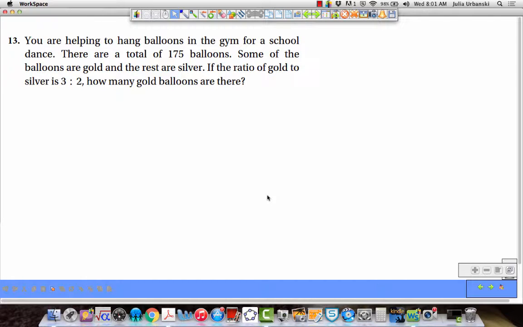Here's one where it's not perimeter, it's not angles, it's not sides, it's totally different clues, but your trick is still the same. I'm going to read it, and while I'm reading it, I want you guys to think about what the clues are. Okay, and I'm not going to do this problem, I'm just going to write down what you tell me to do. You are helping to hang balloons in the gym for the school dance. There are a total of 175 balloons.